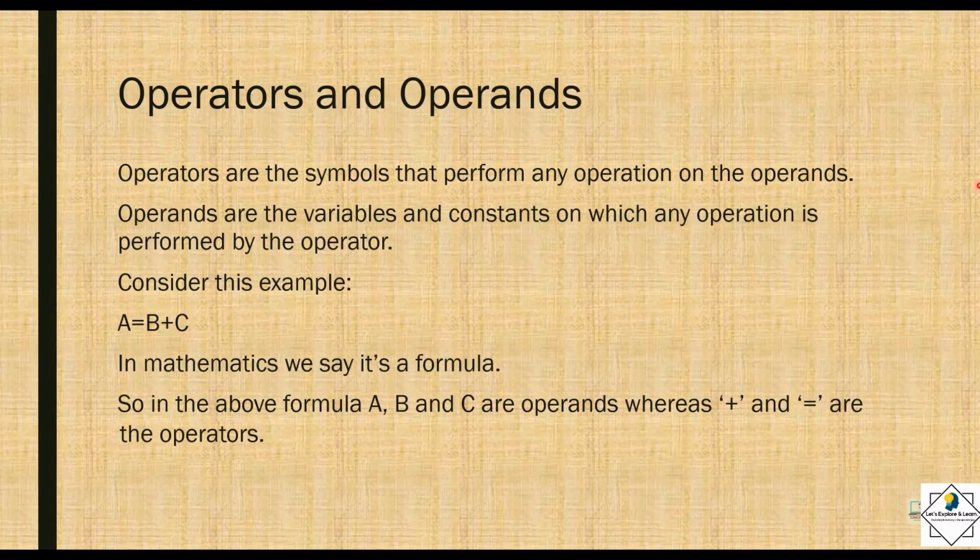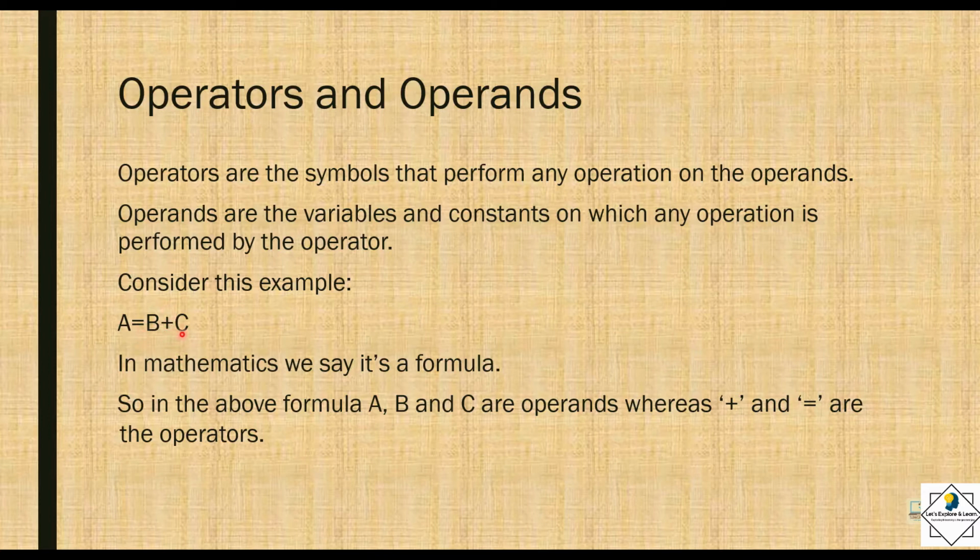Next is operators and operands. So we can say that operators are the symbols that perform any operation on the operands. Operands are the variables and the constants on which any operation is performed by the operator. Now take this example, A equal to B plus C. In this example we are adding B and C and then we are storing the sum in the variable A. So in mathematics we say it is a formula, right? So in this formula the variables A, B and C are also known as operands. So in this example the operators are plus and equal to.